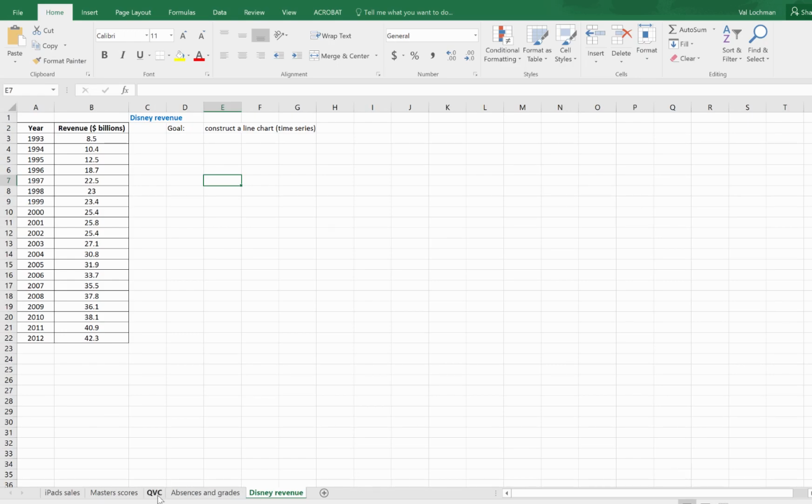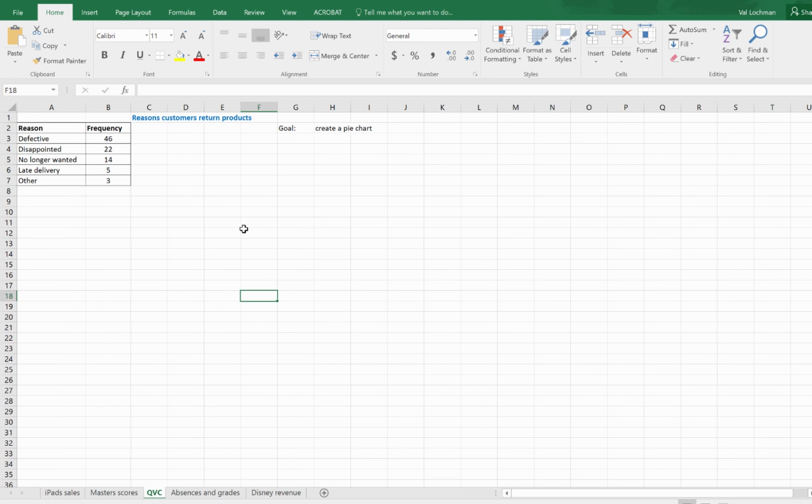Let's go ahead and go to tab QVC, where we have a frequency table that tells us the number of customers who returned their product for a specific reason. So let's say this category says that 5 people returned products to QVC because of the late delivery. Now if we wanted to represent this information graphically, remember these are categories, so we're dealing with categorical data. One way to do it is to construct a bar graph, but another very popular way of doing that is making a pie chart. So that's what we're going to do here.